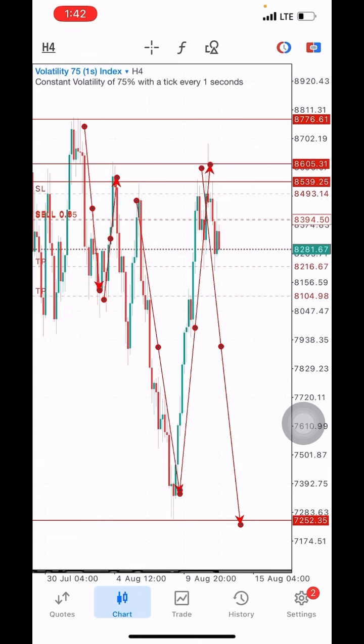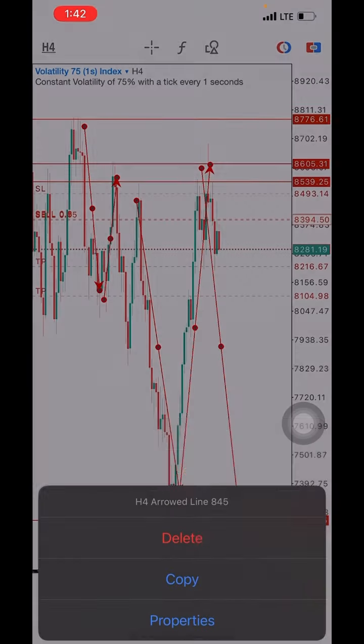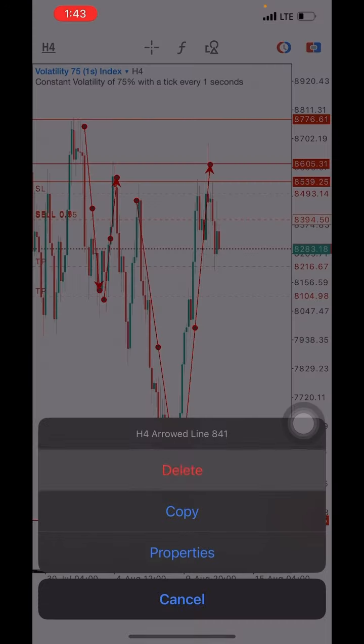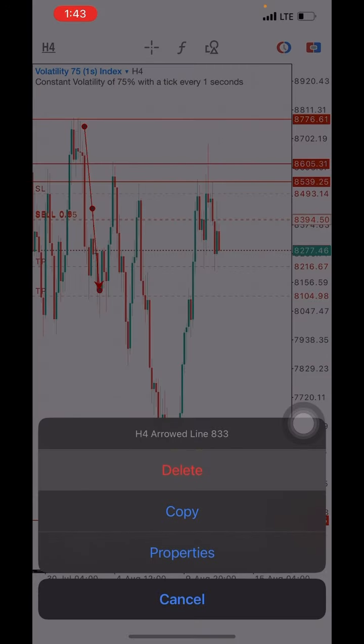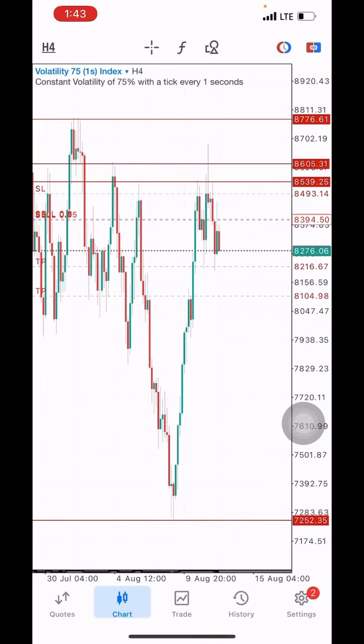So I waited for this market for a very long time. This is the 4 hours chart. I just waited for the market to get into my point of interest, and I'll take my price. I'll open a position, which I did, so many positions right there.